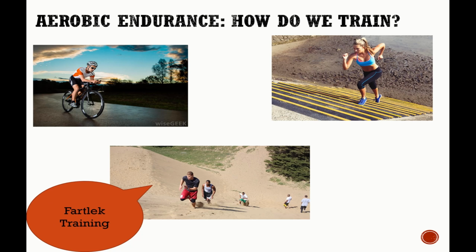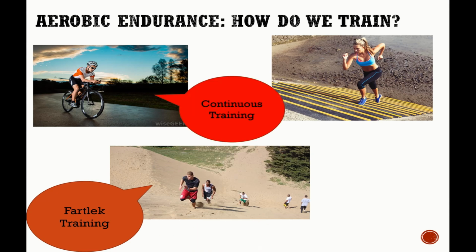However, unlike interval training, this is where we can change the gradient, so going up or downhill, and also change the surface. So we could be running on different surfaces such as grass, concrete, sand, as you can see in the picture here. So this is fartlek training. We also have continuous training.